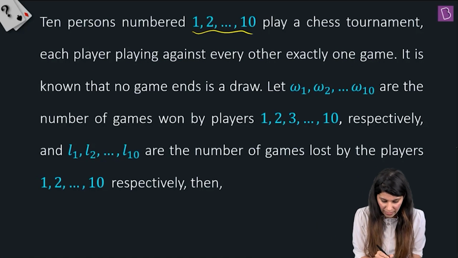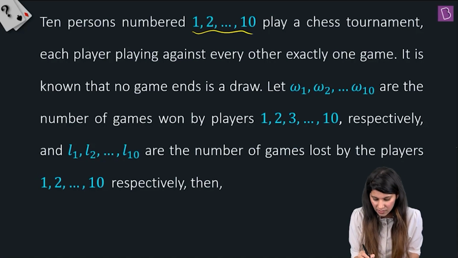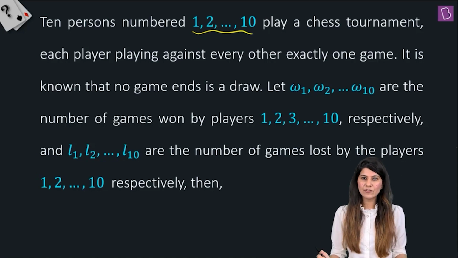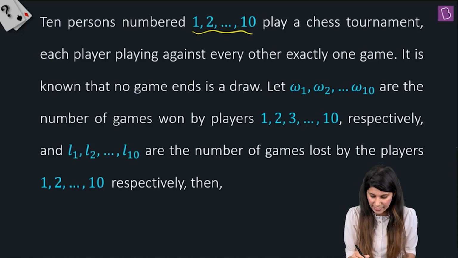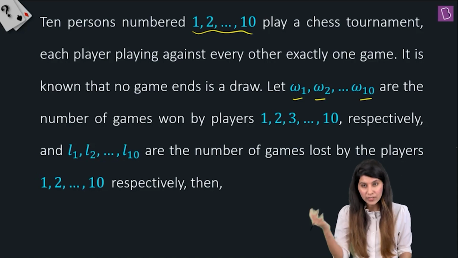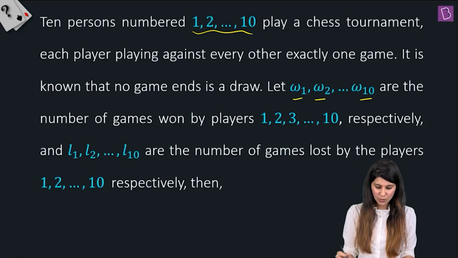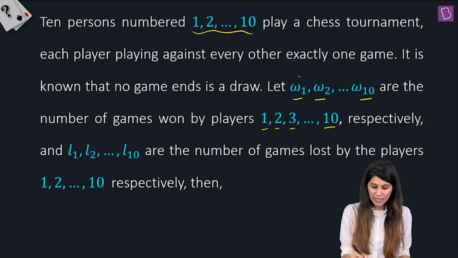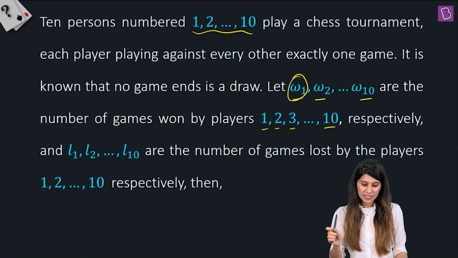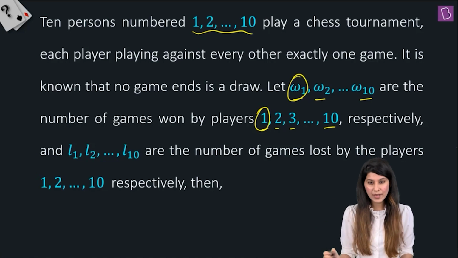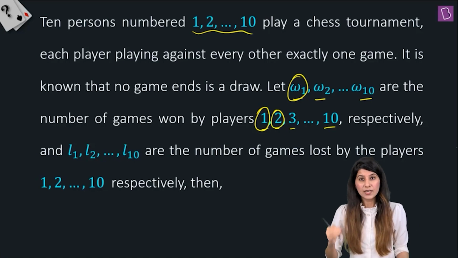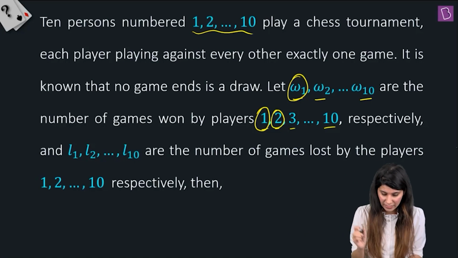It is known that no game ends in a draw. That means no game is a draw. Either someone wins or someone loses. Let W1, W2, all the way up to W10 be the number of games won by players 1, 2, 3, up to 10. That means W1 is the number of games won by player number 1, W2 is the number of games won by player number 2, and so on respectively.